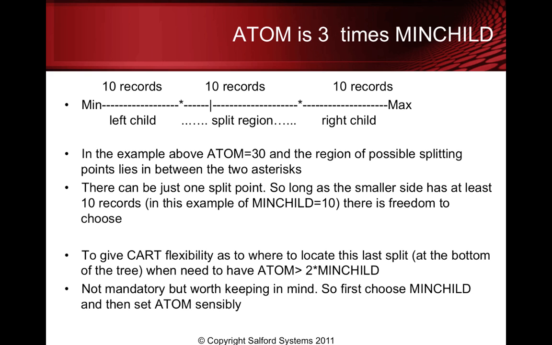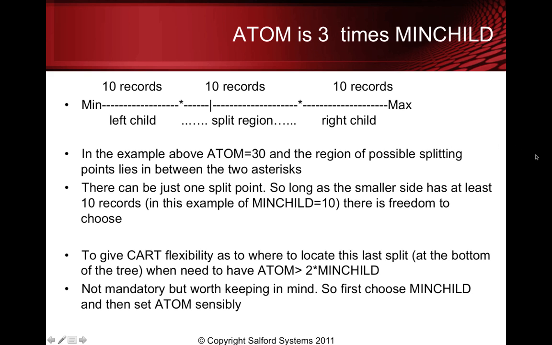And we will then get a certain number of records going to the left and another number going to the right. But if we set the MINCHILD equal to 10, then we cannot get closer to the min end of the values than that asterisk that we are showing. That asterisk is being shown here. If we were to choose a value that is smaller than this asterisk, then one of the children would have fewer than 10 records, and so it would not be allowed.